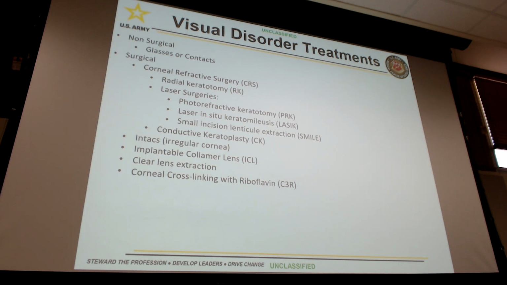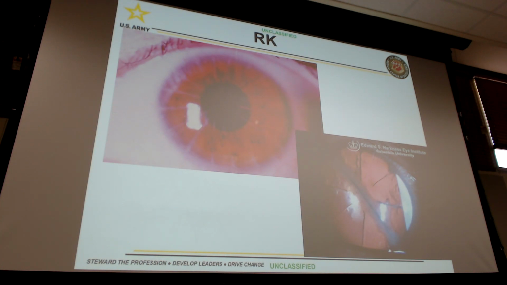Okay. They don't do conductive keratoplasty anymore. Neither do they do radial keratotomy. This is why. This is what RK looks like. This was the first type of refractive surgery that was performed on patients. They take a blade and they cut little slits into the cornea. These are scars from a knife that was cutting the cornea there to try to reshape it.